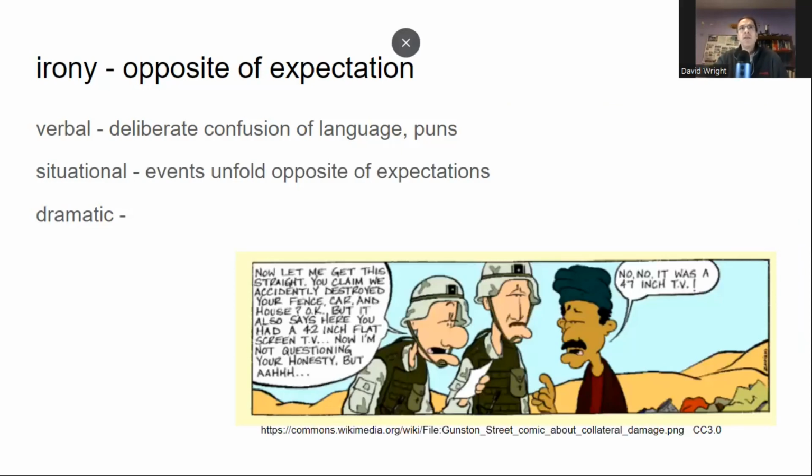Situational irony involves events that unfold the opposite of expectations. For example, in this comic strip: "Now let me get this straight. You claim we accidentally destroyed your fence, car, and house. Okay, but it also says here you had a 42-inch flat screen TV. Now, I'm not questioning your honesty, but..." "No, it was a 47-inch TV." You get it? So we're expecting him to argue about the fact that he had the TV, but no, he just wants to confirm that it wasn't 42 inches. It was, in fact, 47 inches. So that creates a bit of humor because it's an opposite reaction from what we're expecting.